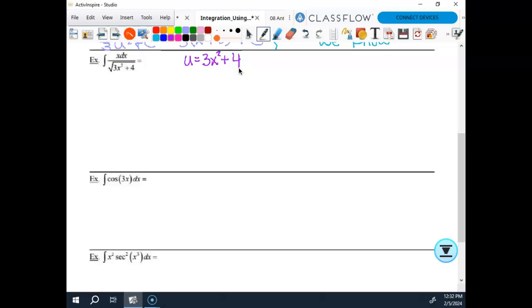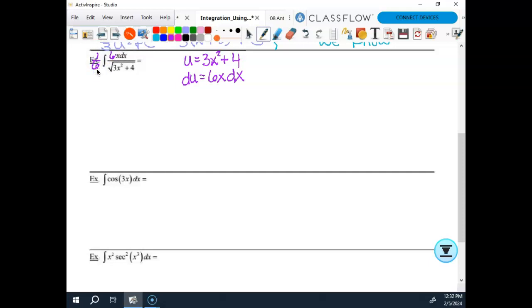So let's take du. Du would equal what? 6x dx. Very good. Okay. So my u will take care of the square root in the denominator, right? I need 6x dx. Do I have 6x dx in there? No. So in order for me to put this 6 in here, which is multiplication, what do I have to do outside the integral? Multiply by 1/6.